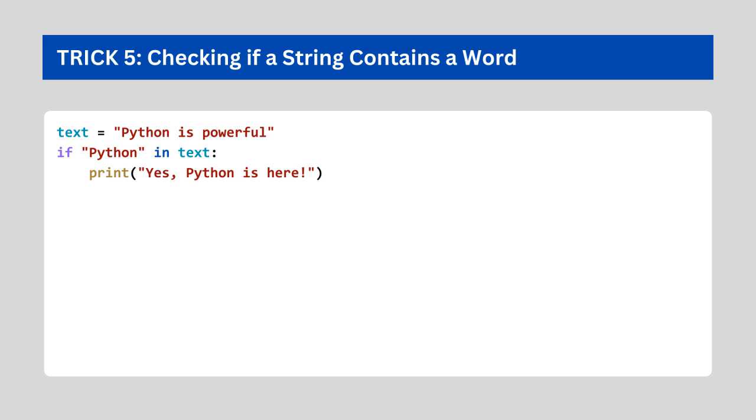Instead of writing long conditional statements, Python allows you to check for a word in just one line. Look at the first example. It uses an if statement with the in keyword to check whether a word exists in a string. Why is this important? It's much cleaner and faster than looping through each character. It's great for searching text, filtering user input, or working with logs and large datasets. Whenever you need to check if a substring exists, use the in keyword for maximum efficiency.